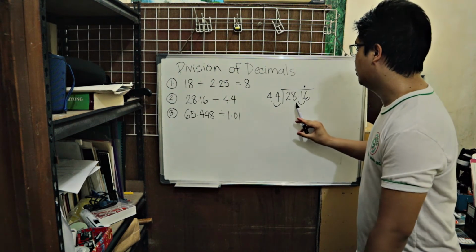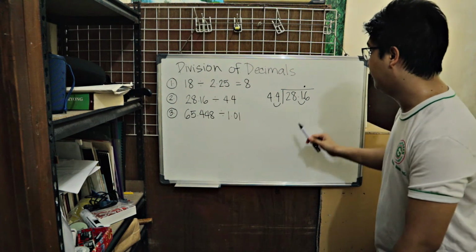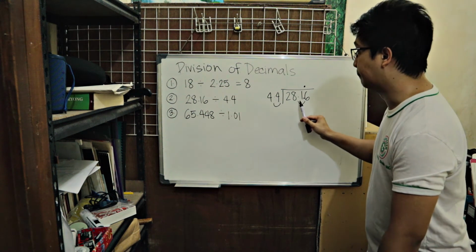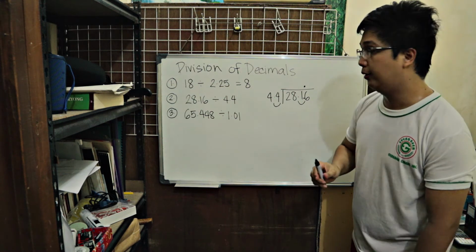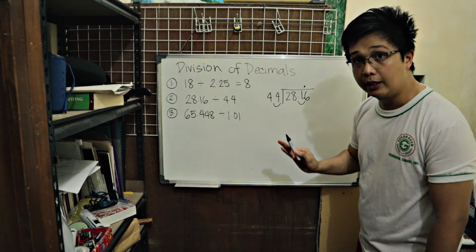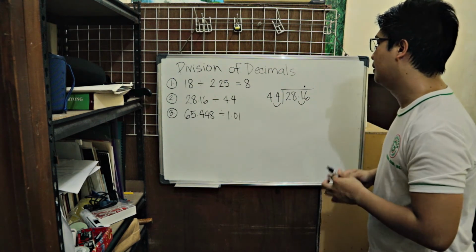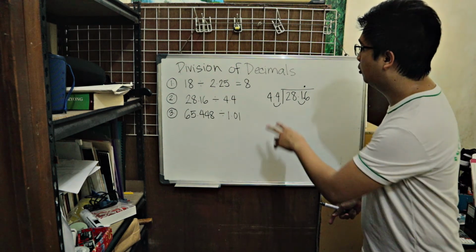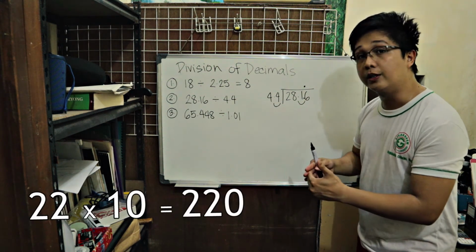Let's try 2 divided by 44. Cannot be. 28 divided by 44. Cannot be because 28 is less than 44. But 281 is greater than 44. So we will try to find a number nga kung i-multiply sa 44 will give us 281. Isa ka technique, tunga sang 44 is 22. Times 10 will be 220.